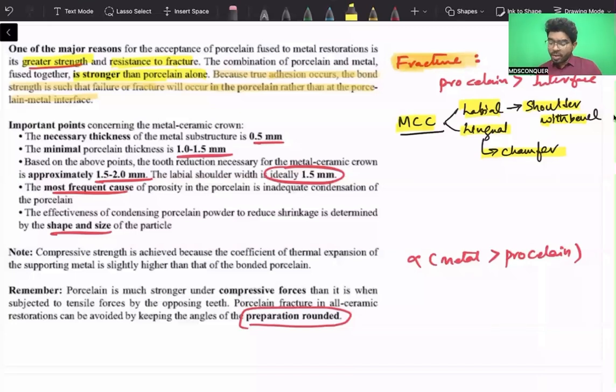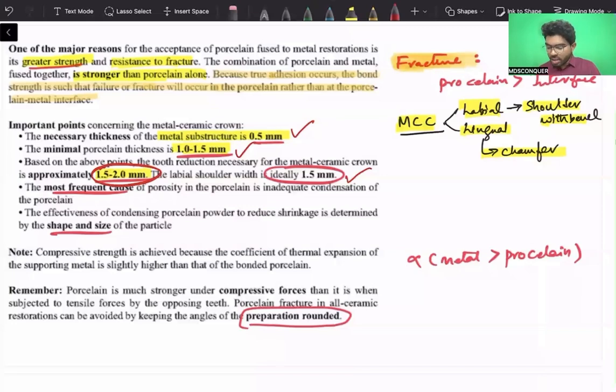Next one, when you're talking about porcelain fused to metal, the metal substructure thickness should be at least 0.5, a very frequently asked question. The minimum thickness of the porcelain should range from 1 to 1.5 millimeters. So the total reduction is metal plus porcelain, that is 0.5 plus 1 to 1.5, which is a total of 1.5 to 2 millimeters; ideally 1.5 millimeter thickness is required.